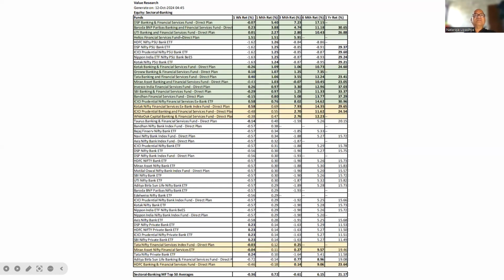Now, finally, we are coming to the banking sector, the final one, the worst performing subtype. There are more than 50, so only the top 50 are taken. Top 50 negative for the week, 0.72 is way low for the month. Negative for 3 months, 6.15 for the 6 months, not impressive. 21.17 for the year, not impressive.